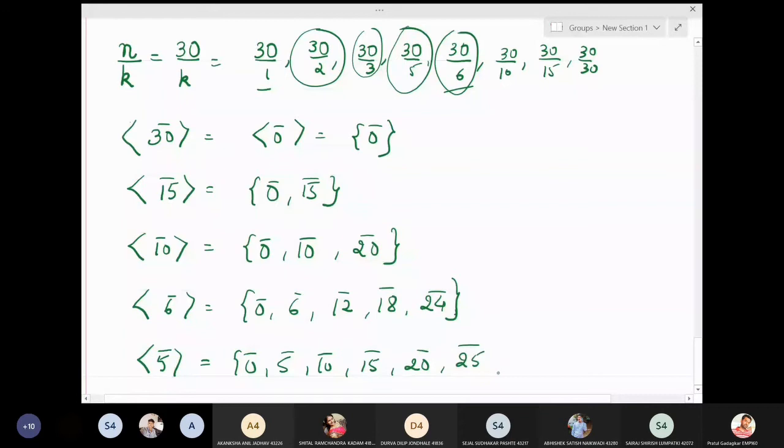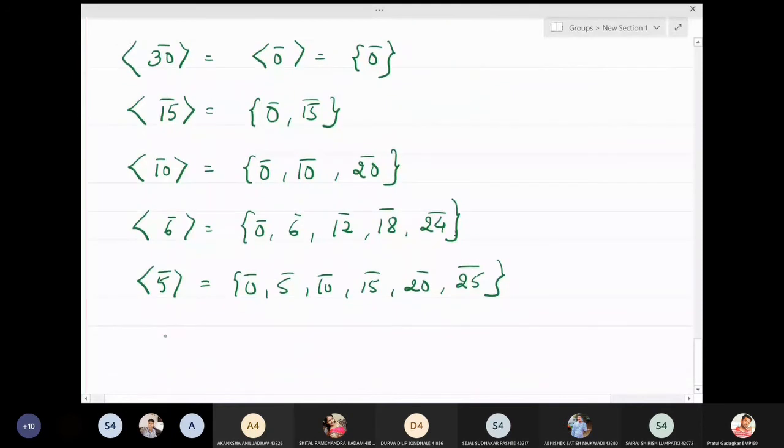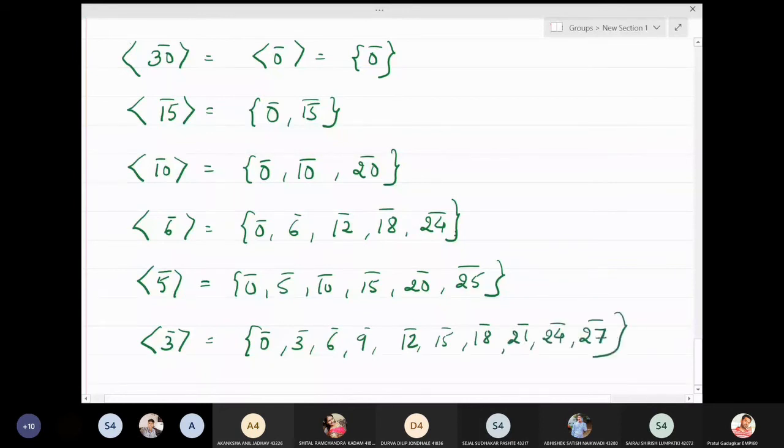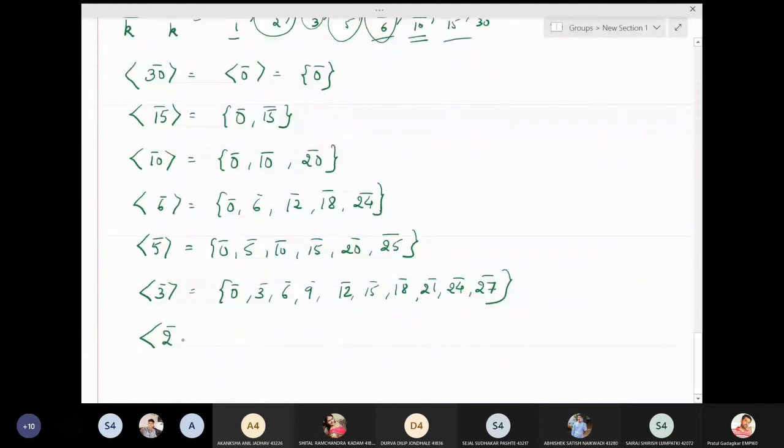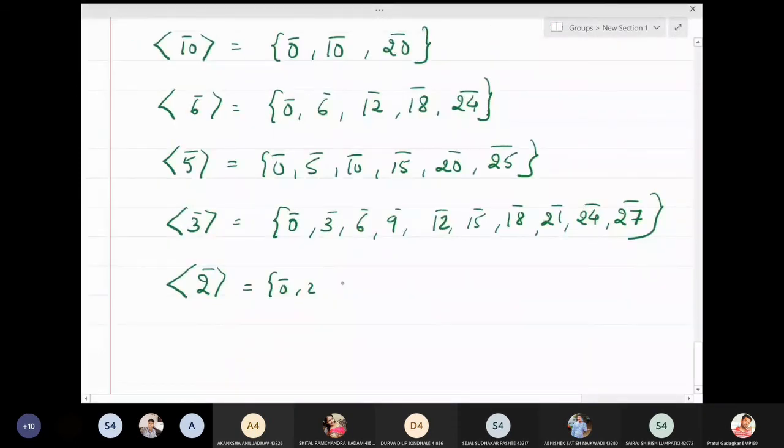Next is 30 upon 10. 30 upon 10 is 3, so 3 bar is equal to 0 bar, 3 bar, 6 bar, 9 bar, 12 bar, 15 bar, 18 bar, 21 bar, 24 bar, and 27 bar, with the 30 bar as a 0. And the second last is 30 upon 15, which is 2 bar, and that is nothing but 0 bar, 2 bar, 4 bar, 6 bar, 8 bar, 10 bar, 12 bar, 14 bar, 16 bar, 18 bar, 20 bar.